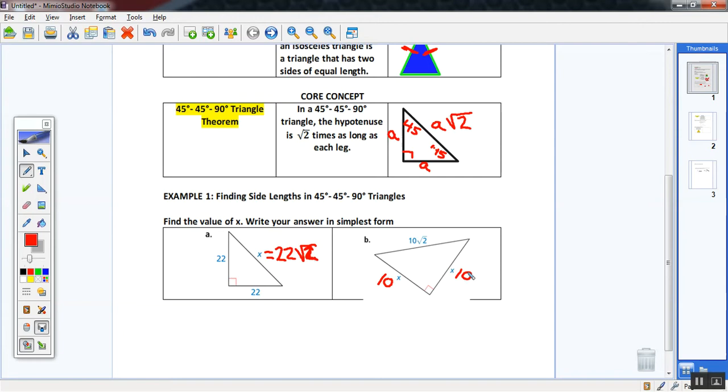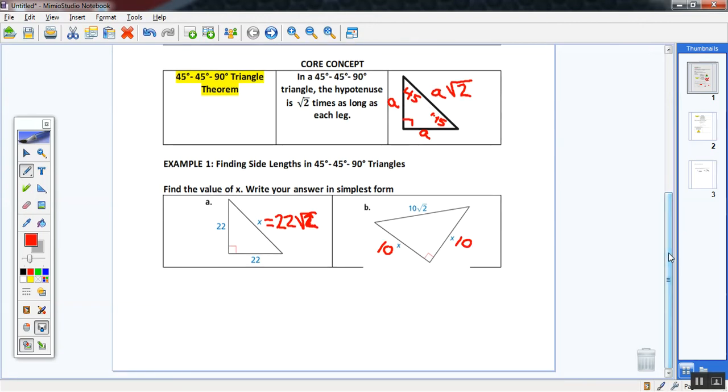Okay, I'm going to give you some rules down here at the bottom. Okay? Rules. Should probably write this down.